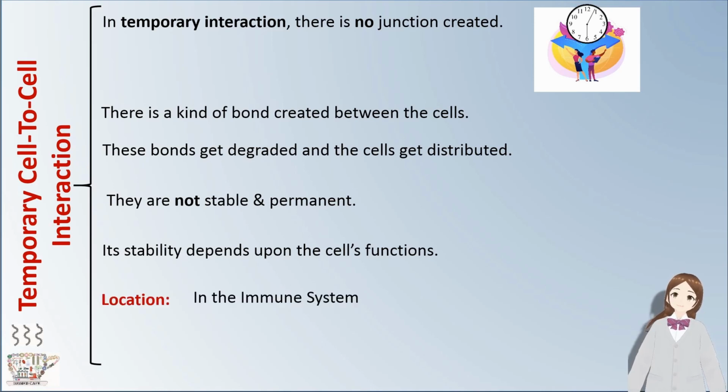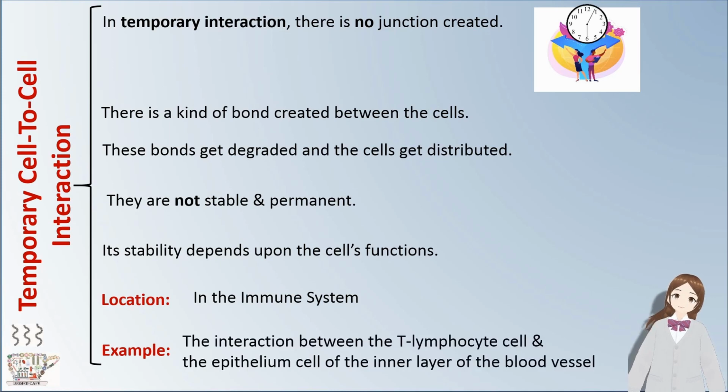They are located in the immune system. One example of temporary cell-to-cell interaction is the interaction between the T lymphocyte cell and the epithelium cell of the inner layer of the blood vessel.